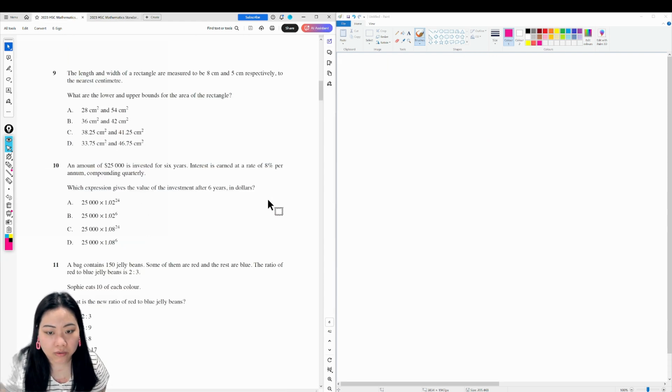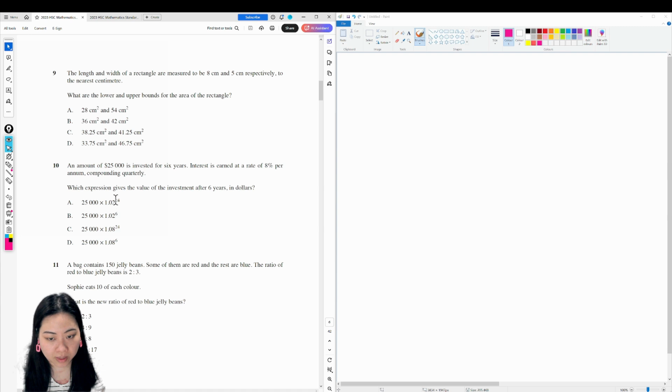Question 10. An amount of $25,000 is invested for 6 years. Interest is earned at a rate of 8% per annum, compounding quarterly. Which expression gives the value of the investment after 6 years in dollars? It'll be $25,000, 8% per annum, compounding quarterly. We have to quarter this because this is per year. And if we're compounding quarterly, it means it's compounding every 3 months. Divided by 4, which is 2%.